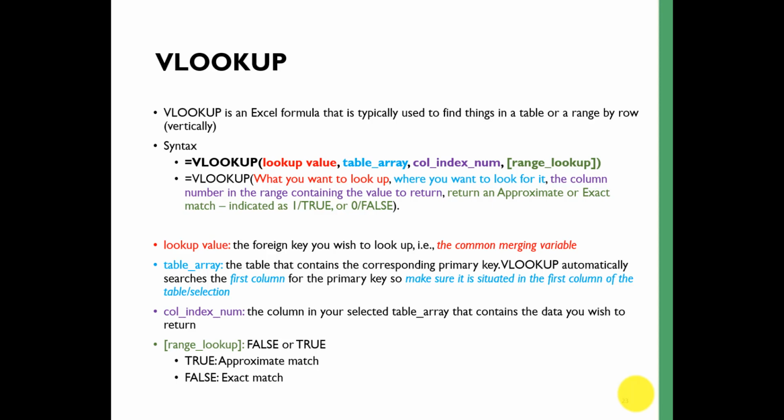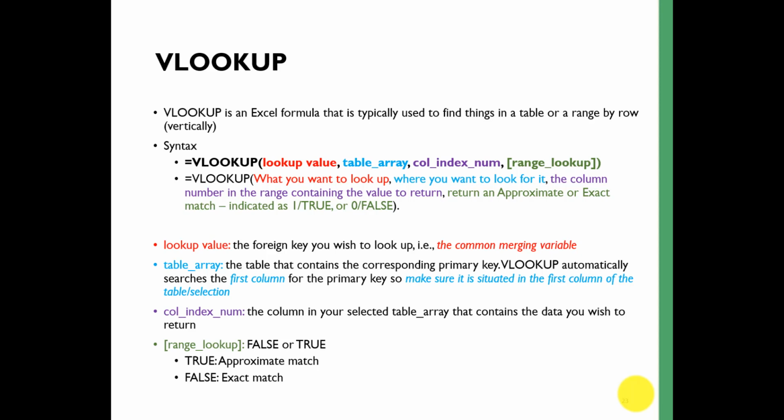The syntax for the VLOOKUP formula is usually as follows. It's equal to VLOOKUP, and then you put 4 parameters in the parentheses. The first parameter is called lookup value. This means the value that you're trying to look for. And then you have table array as the second input variable. This means where you want to look for it.